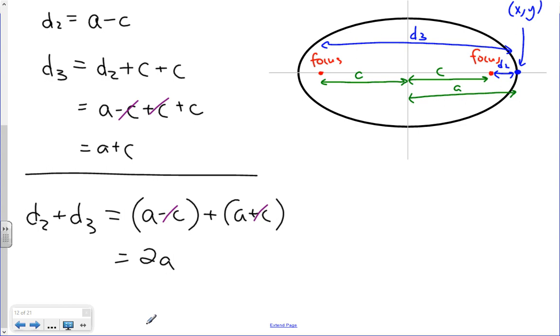Now, I picked a very special point, x, y, just so that my calculations were a little bit easier, but using the distance formula, I could have done the same thing and come up with the same result here. So I haven't quite proven it for the entire ellipse, but I've picked a very simple point for us to do that with.